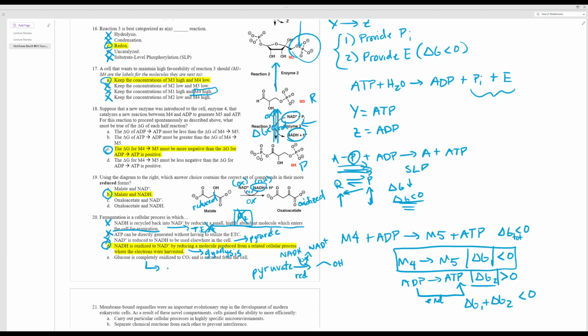E, glucose is completely oxidized to CO2 and is excreted from the cell. That's describing cellular respiration, right, via the TCA cycle, which does not happen. Okay, we're doing fermentation.